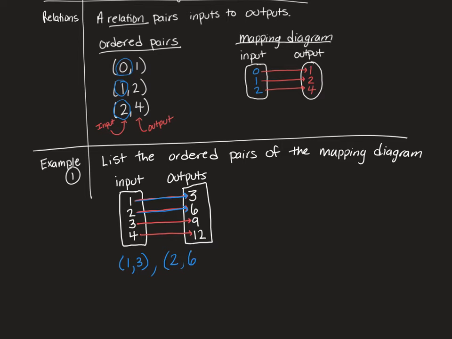So (2, 6), and then close the parenthesis. Now your next ordered pair, put another comma, (3, 9). This input of 3 gets you an output of 9. And lastly, your last input value of 4 has an output of 12.